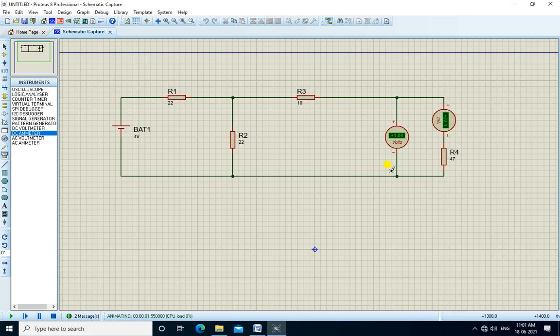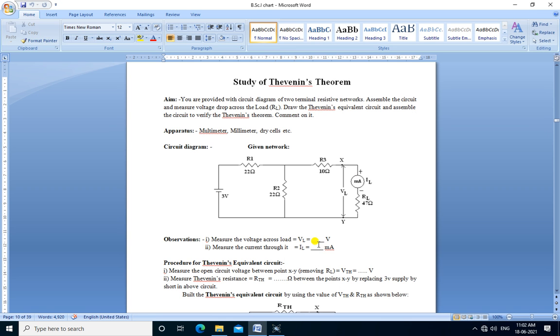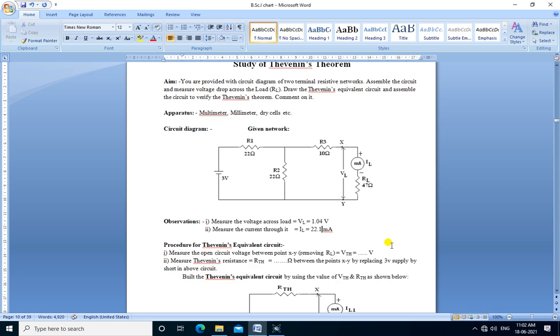So we get the VL value here as 1.04 and IL is 22.1 milliampere. We note down the value of VL as 1.04 volt and IL as 22.1 milliampere.